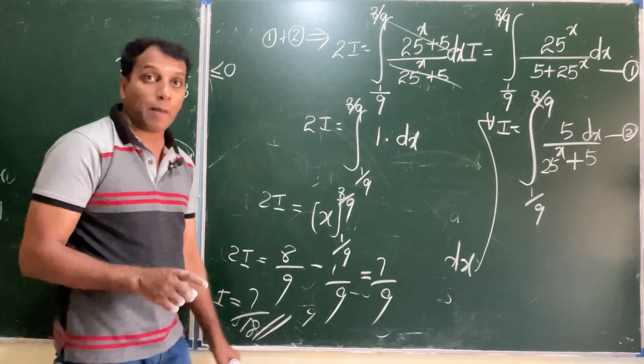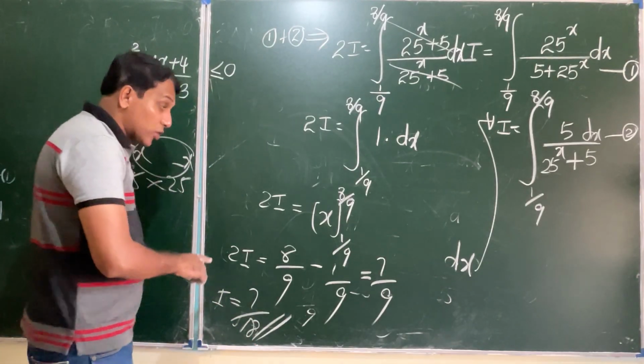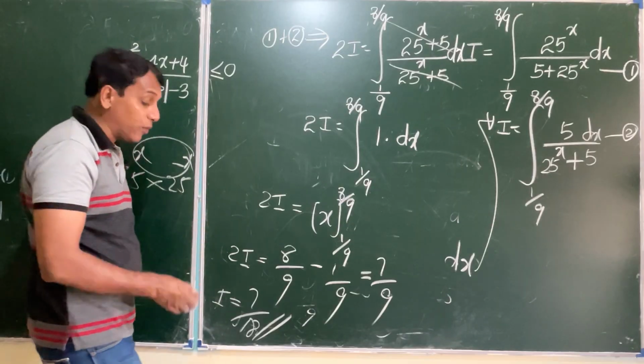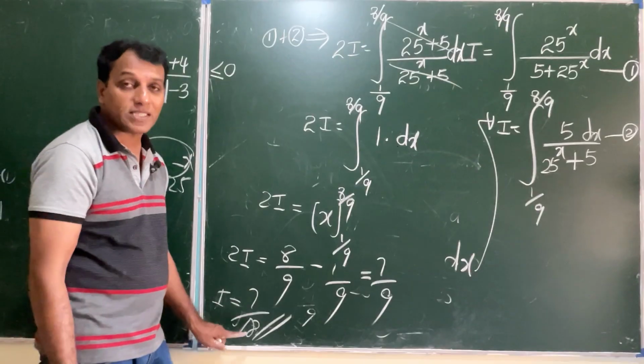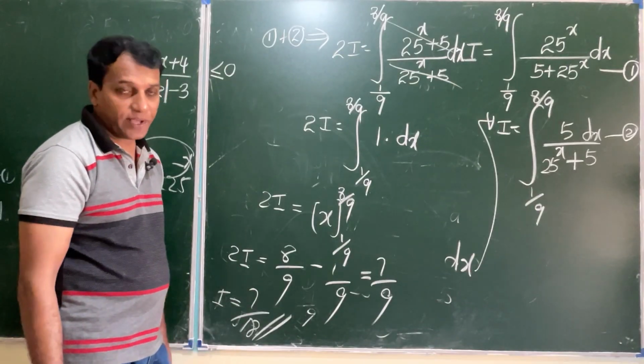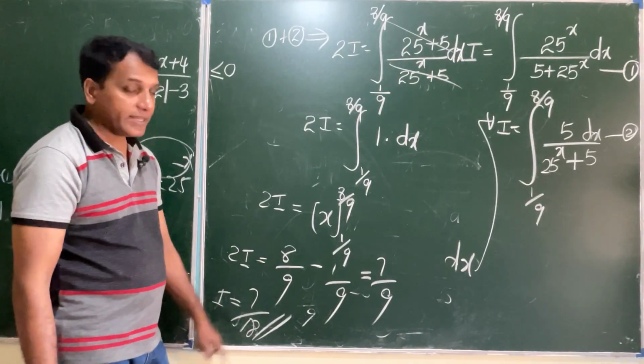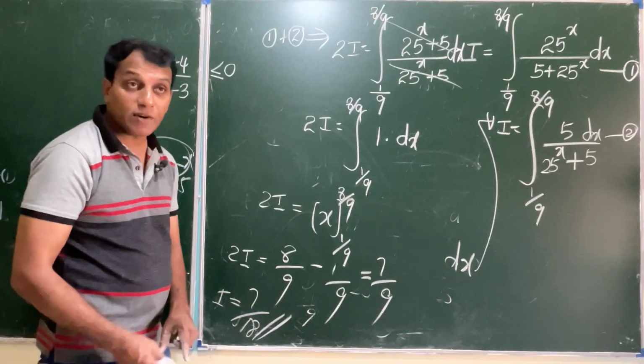Here, note the arbitrary constant. If this were not a definite integration, we would add plus c, but there is no numerical answer for indefinite integrations. Okay, this is a definite integration, and here is the answer, 7/18.